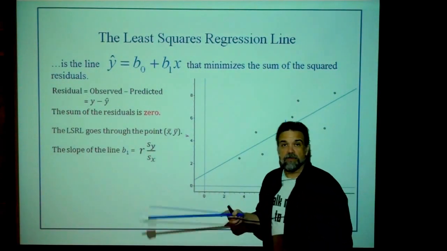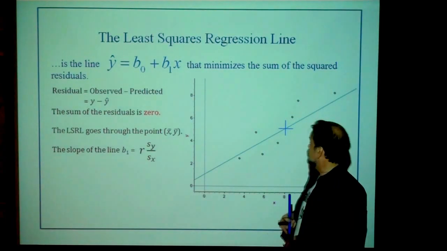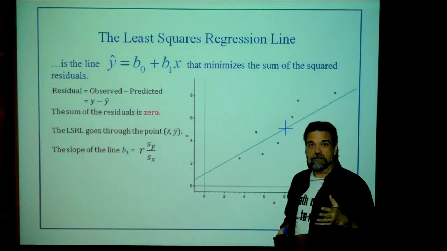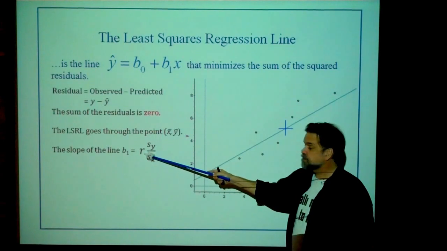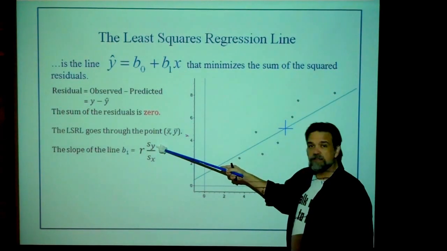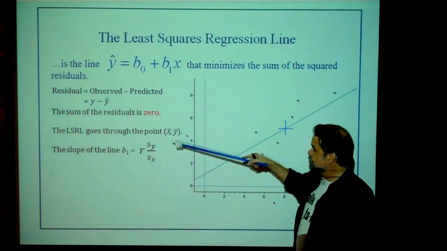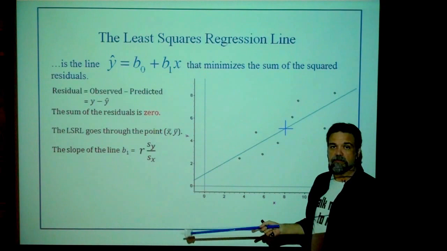And then the slope of the least squares regression line. How do you find a line with a point and a slope? We already found our point. Now the slope is, remarkably, our correlation coefficient times the standard deviation of the y data, our response variable, divided by the standard deviation of our x data, our explanatory variable.